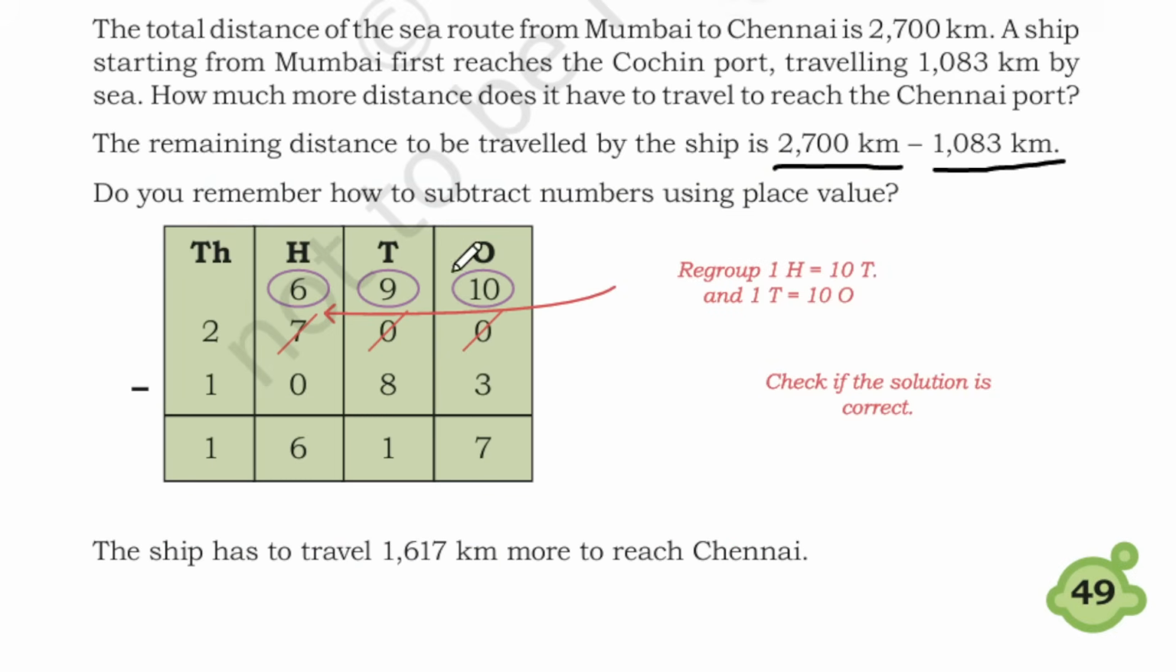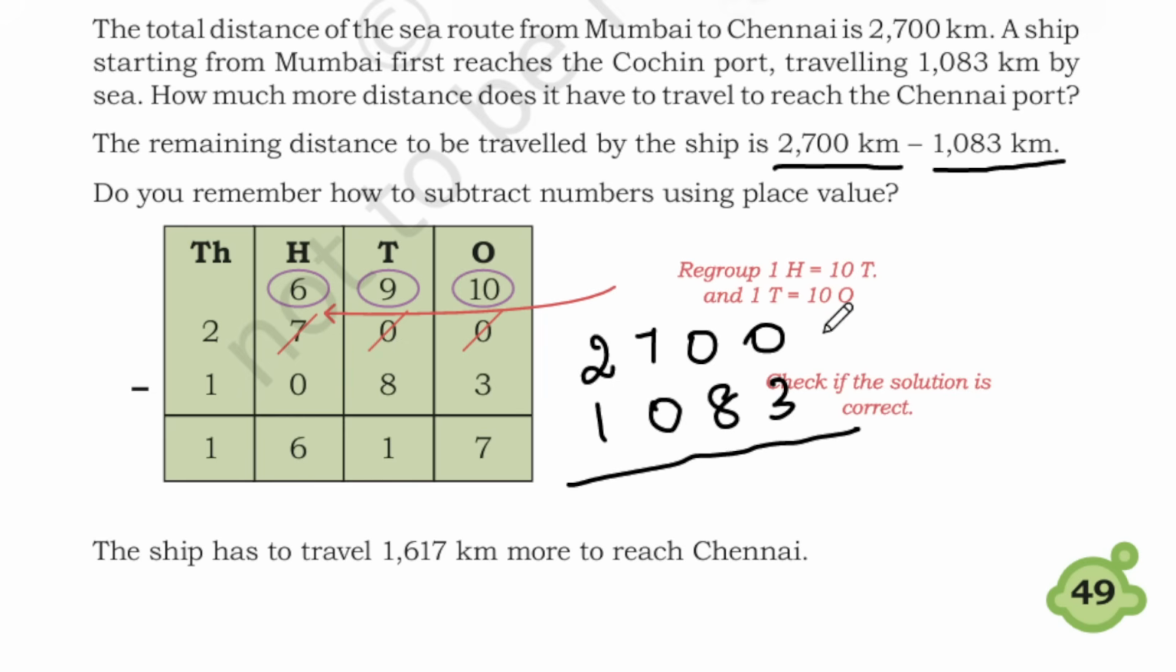Now what they are doing? They are subtracting. So when you subtract 1083 from 2700, so we have 0 here. 0 cannot be subtracted. Again we have 0. So we can borrow from 7. So this becomes 6 and this becomes 10. Again we have to borrow here. So we are reducing one more number. So this becomes 9 and this becomes 10.